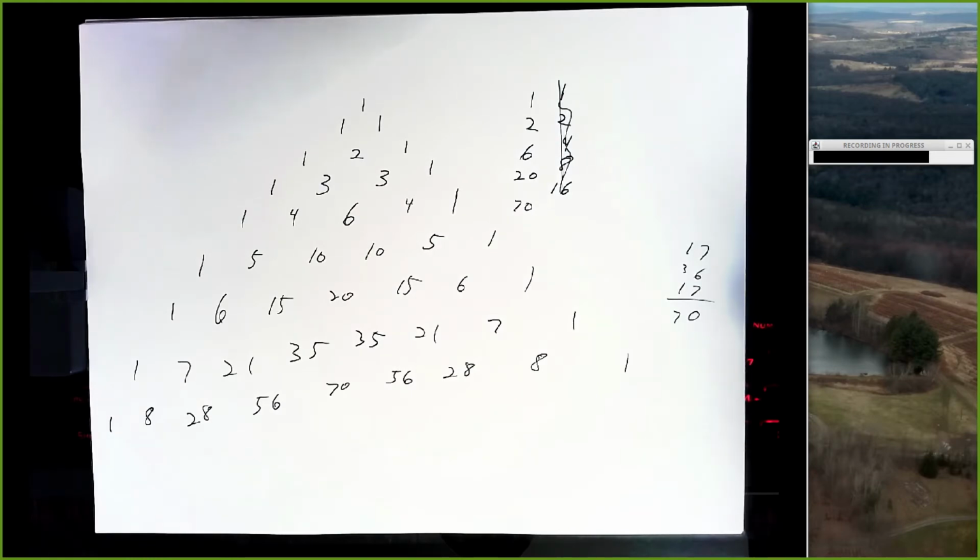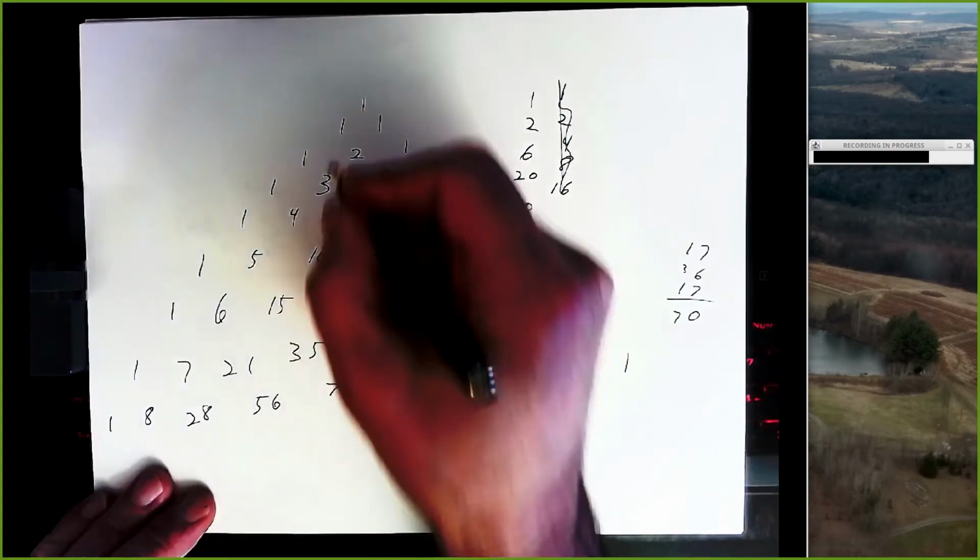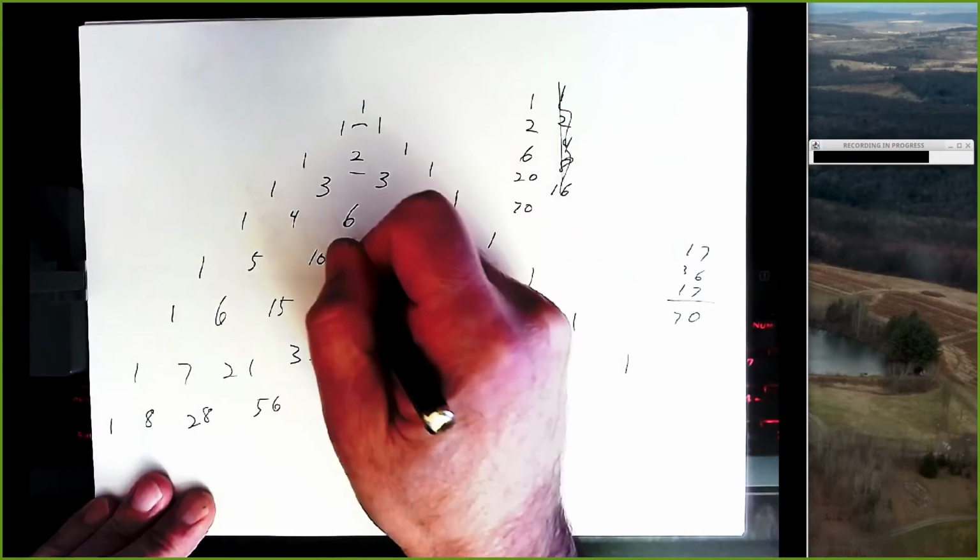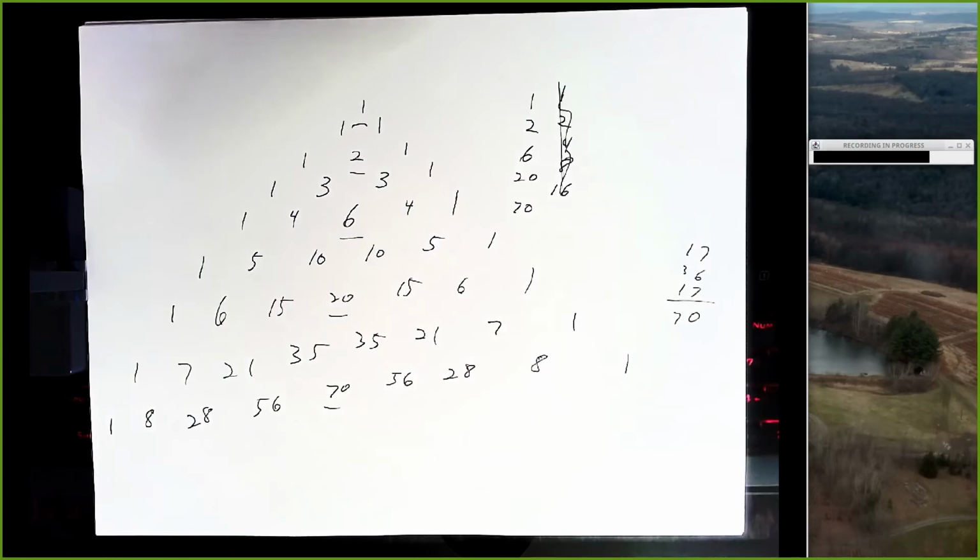Can you see where those come from in the triangle? Do you see those in the triangle? In the middle? They're right there in the middle. There's the 1, the 2, the 6, the 20, the 70. So the sum of the squares of the numbers in row R is equal to the middle number of row 2R. Kind of cool.